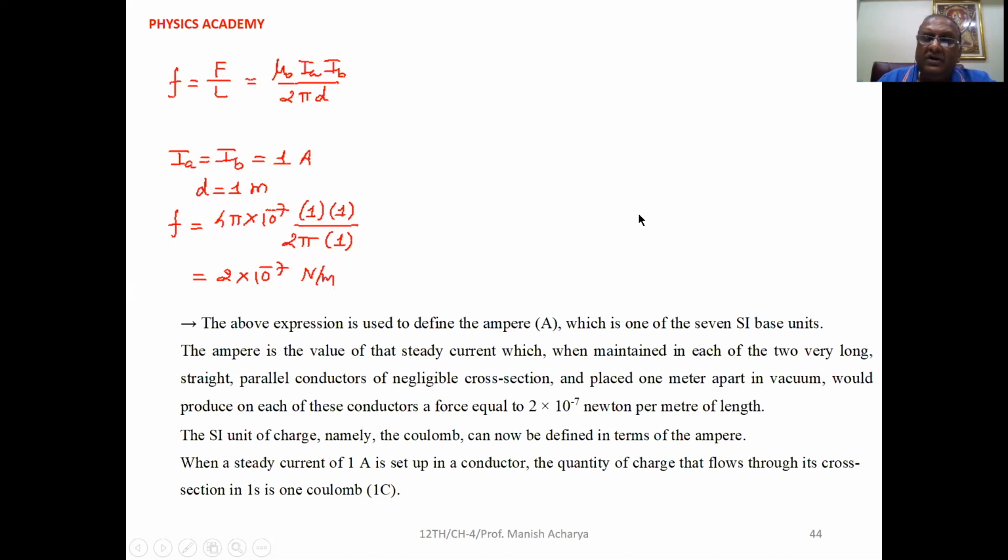Now 1 coulomb charge that we can define in terms of ampere. When a steady current 1 ampere is set up in a conductor, the quantity of the charge that flows through its cross section in 1 second, that is 1 coulomb. Clear to all of you?